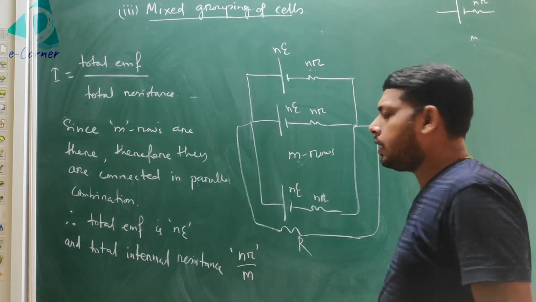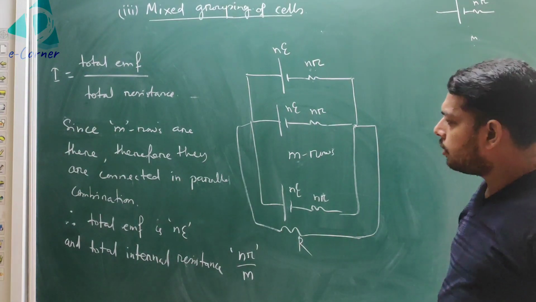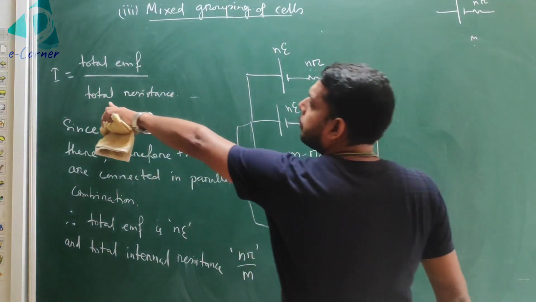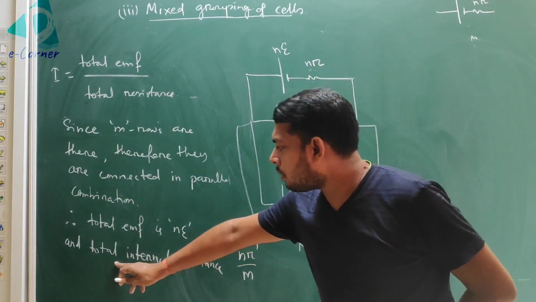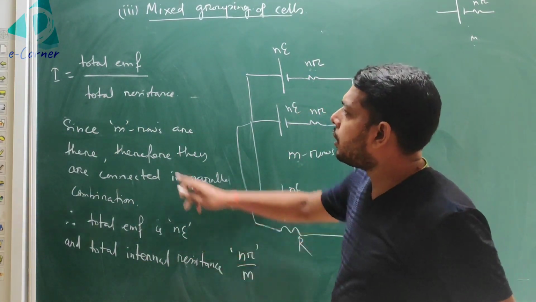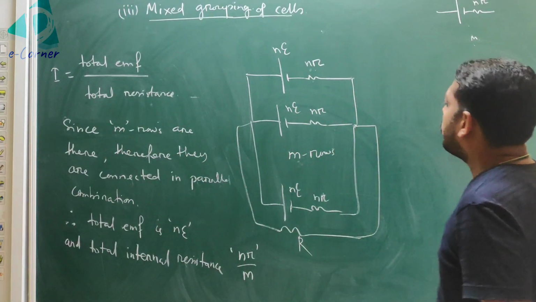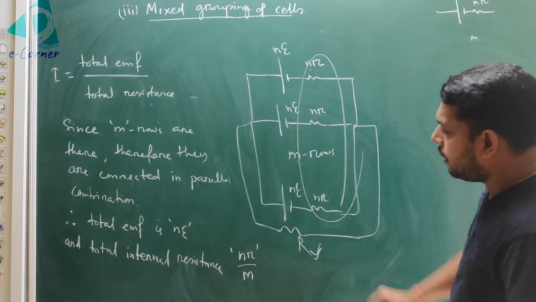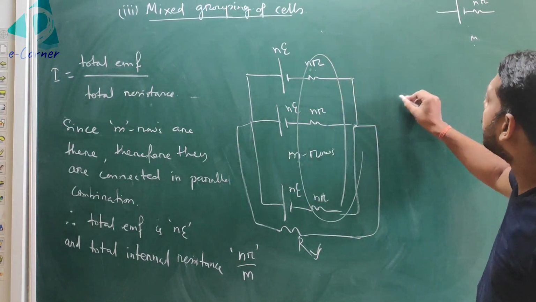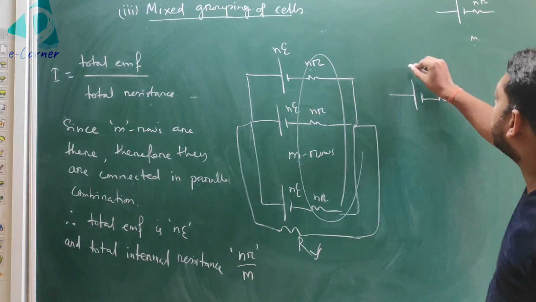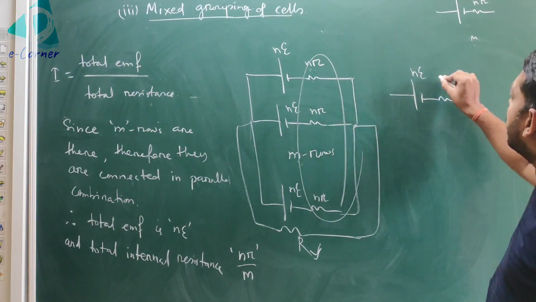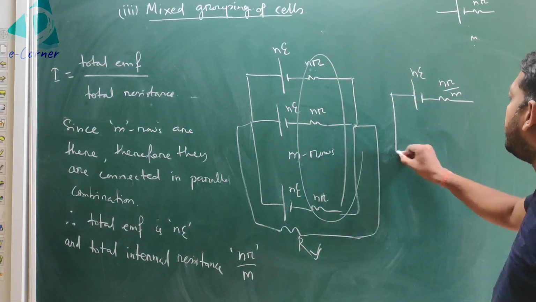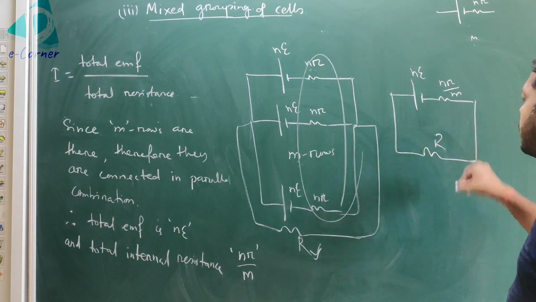This is the external resistance R, capital R. Now we will calculate the current I. Then what is the value of total resistance? This is nothing but the total internal resistance. So what is the value of total resistance? Total resistance is equal to what? Total internal resistance. Again it will be looking like this. This is n into E, and this is nr upon m. Total internal resistance, it is connected with resistance R.